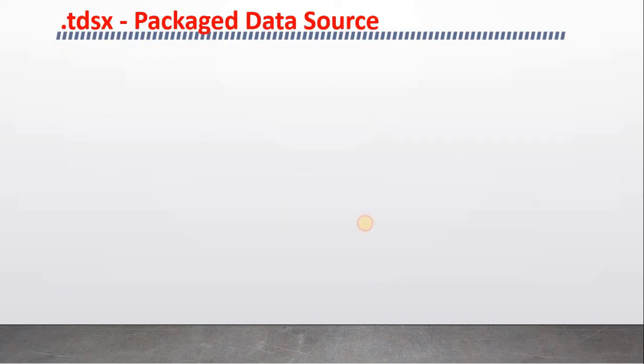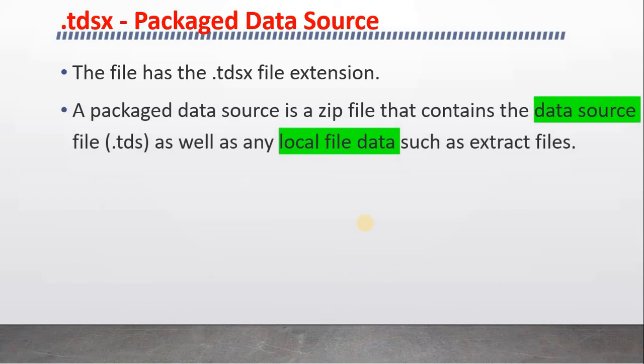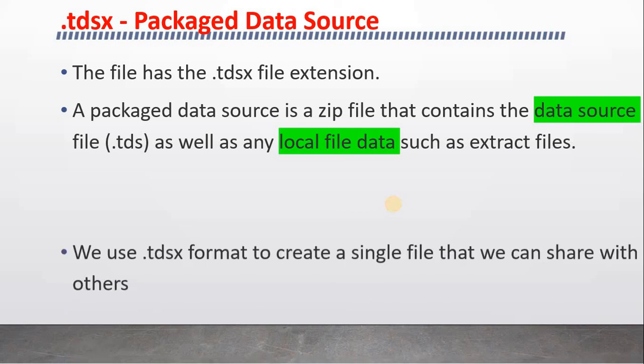The other one is the packaged data source. Remember, we have the TWBX as well, the packaged workbook. Sorry, not data source, workbook. So it's similar to that one for the workbook. The packaged data source is a zipped file that contains all the necessary information to connect, but it also includes local data. It includes local data and extracts as well, packaged into a single zip as before.